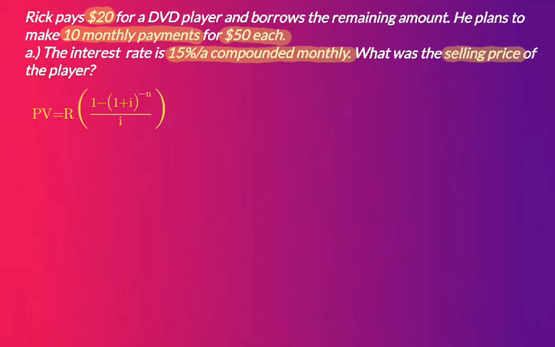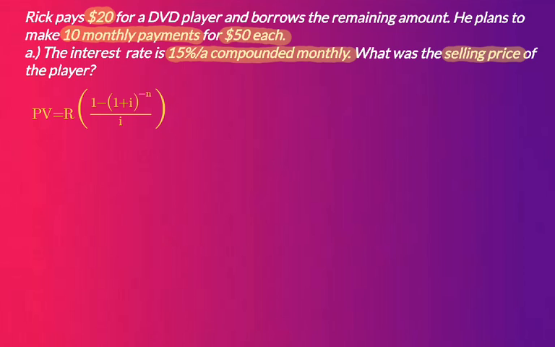Rick pays $20 for a DVD player and borrows the remaining amount. He plans to make 10 monthly payments of $50 each. The interest rate is 15% per annum compounded monthly. What was the selling price of the player? In this, we will use our formula that we saw in the previous slide. So, we do have our R, i, and n, and we need to find our present value.